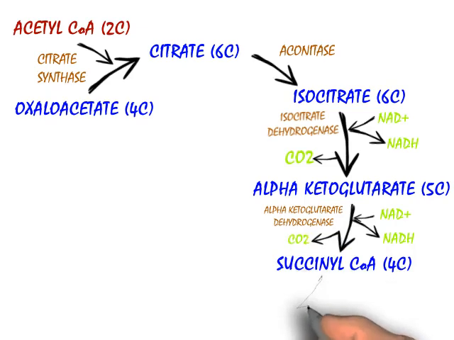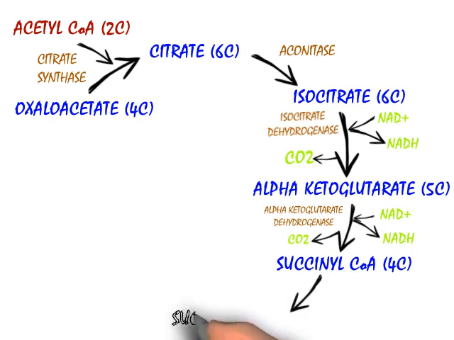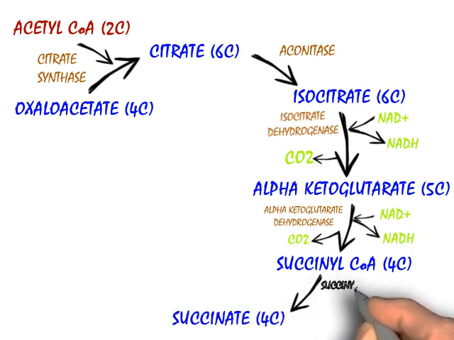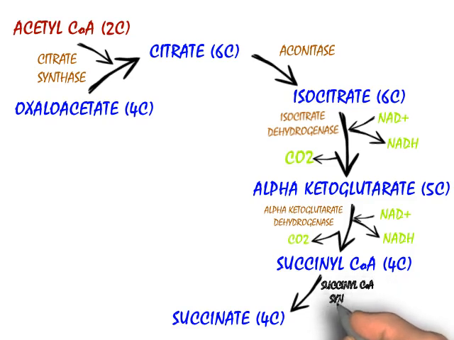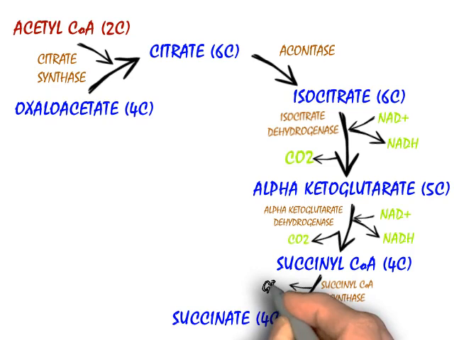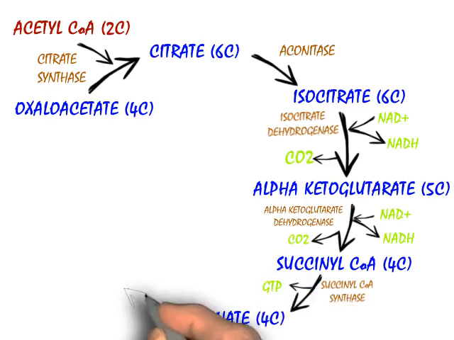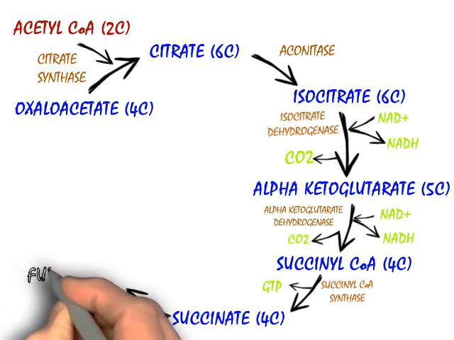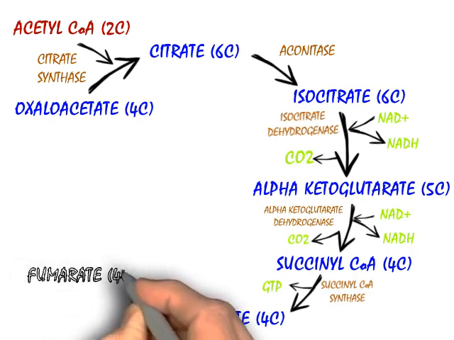In step number 5, the coenzyme A of succinyl-CoA is replaced by a phosphate group, which is then transferred to ADP to make ATP. In some cells, GDP, that is guanosine diphosphate, is used instead of ADP, forming GTP, guanosine triphosphate, as a product. The 4-carbon molecule produced in this step is called succinate, and this step is catalyzed by the enzyme succinyl-CoA synthetase. Now in step 6, succinate is oxidized, forming another 4-carbon molecule called fumarate.